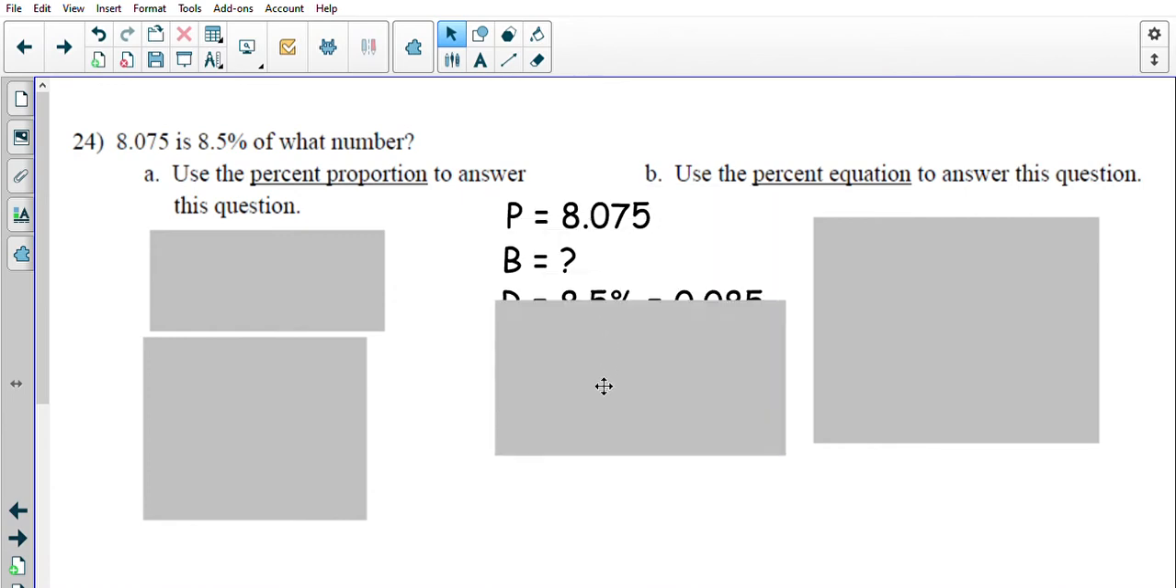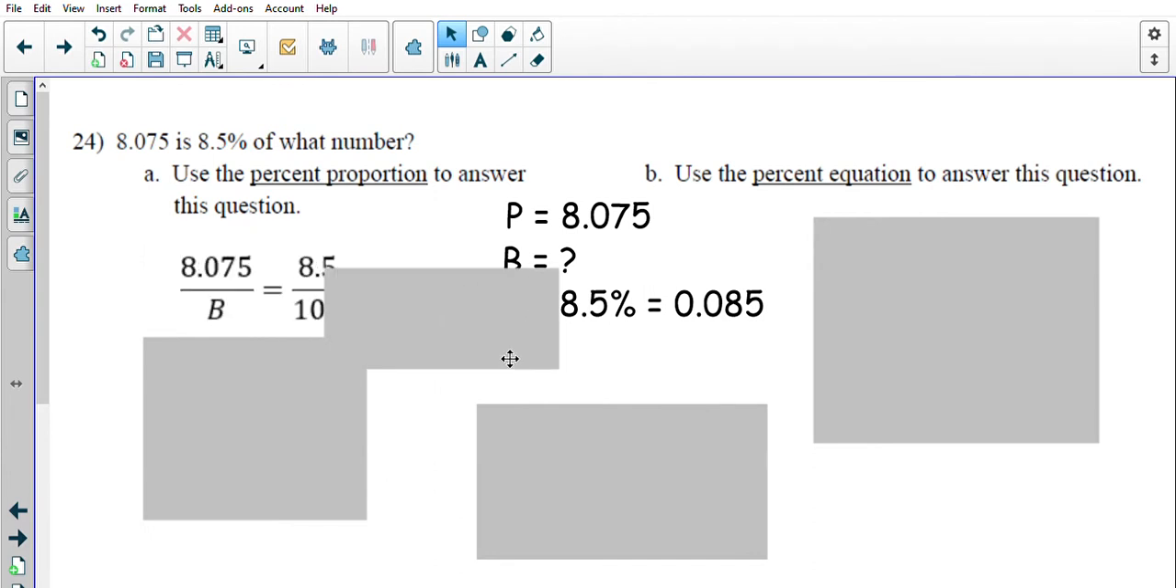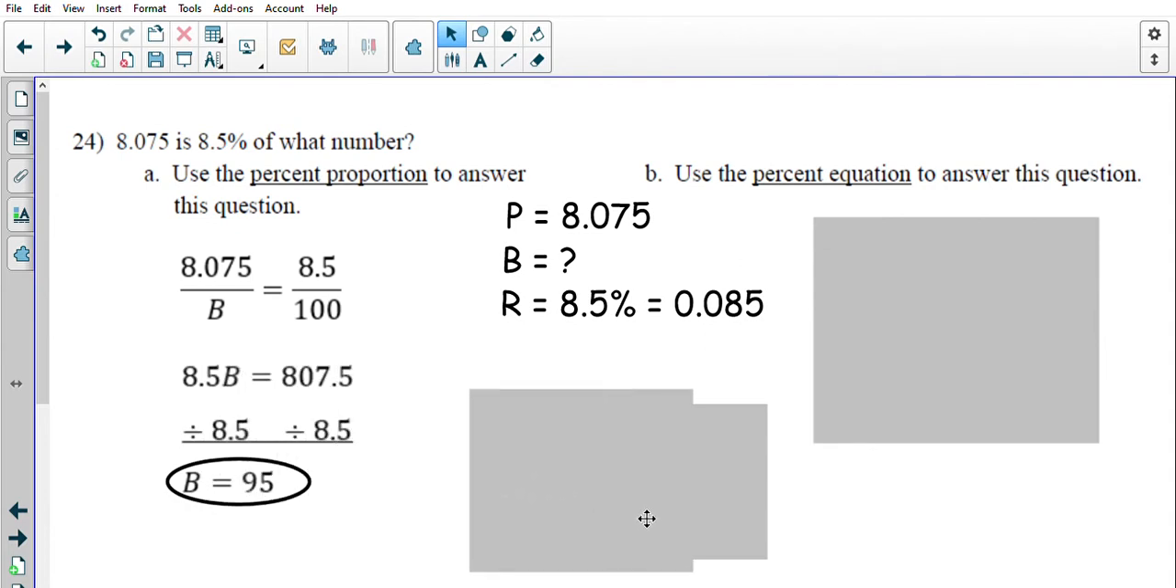Number 24. Our part is 8.075. The base is our unknown, and our percent, or R, is 8.5%, which is the same as 0.085. So for our percent proportion, P over B is 8.075 over B equals 8.5 over 100. Don't forget, percent proportion, we don't write the percent as a decimal, but percent equation we do. So cross multiply and solve, we will get a base of 95.